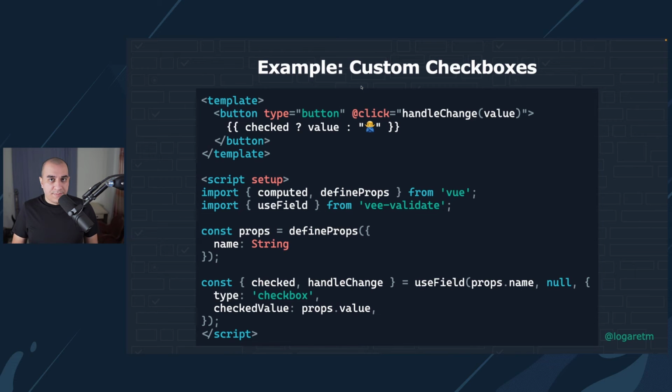Another complicated example right here is custom checkboxes. Checkboxes are simply deceptive components to build, because they really work in two different modes, so to speak. The first mode is single mode. You have a single checkbox. It can be either true or false, or some value and false, or some value or undefined. So it toggles between two values mostly.